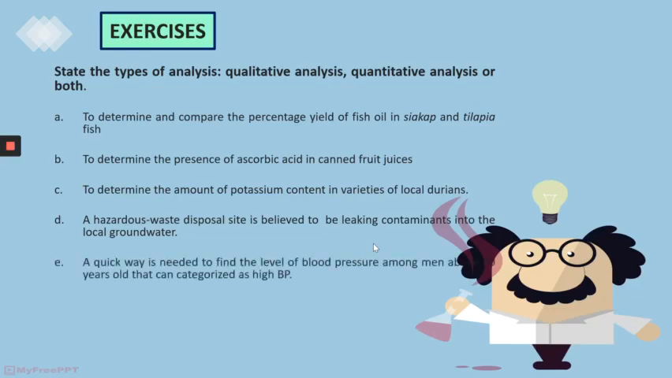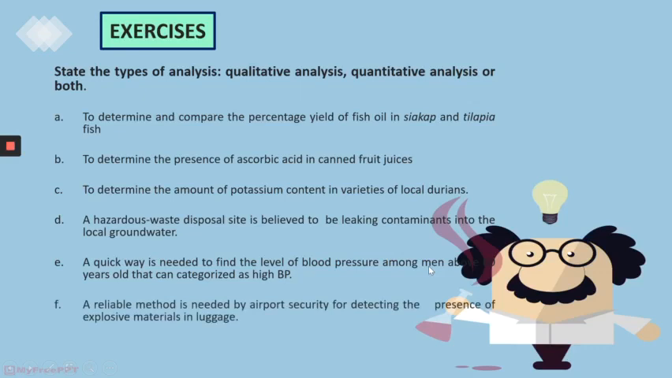E, a quick way is needed to find the level of blood pressure among men above 60 years old that can be categorized as high BP. So they want to know the level of blood pressure among men above 60 years old. So it refers to both analyses.